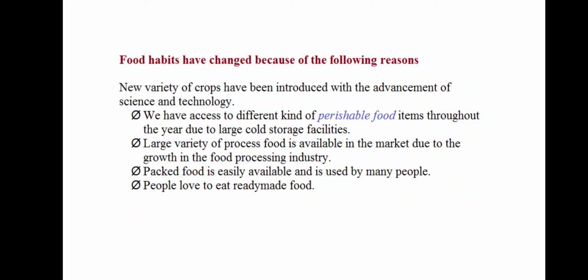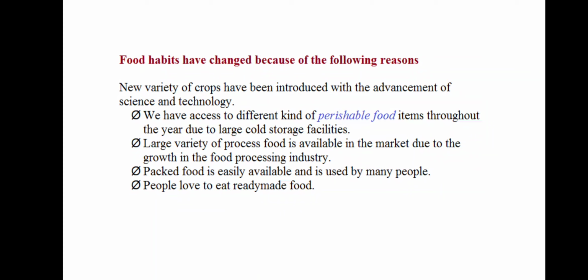New varieties of crops have been introduced with the advantage of science and technology. So you can see new varieties of crops. There are hybrid crops, and new types with the advancement of science and technology. Because of science and technology, we are able to see better crops.